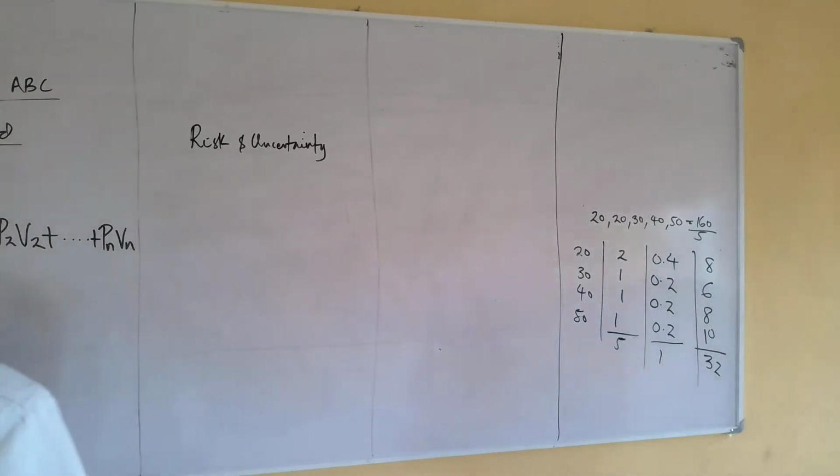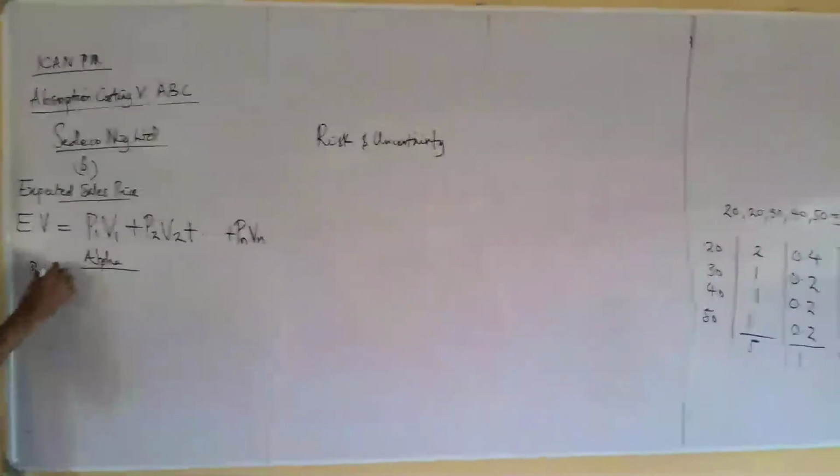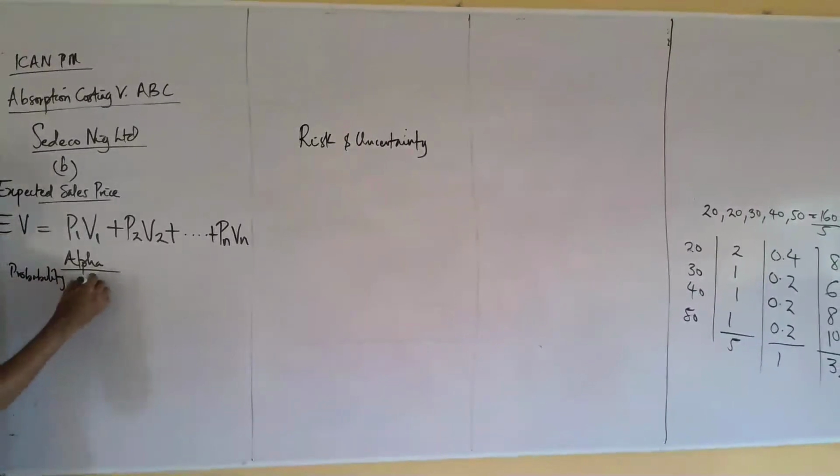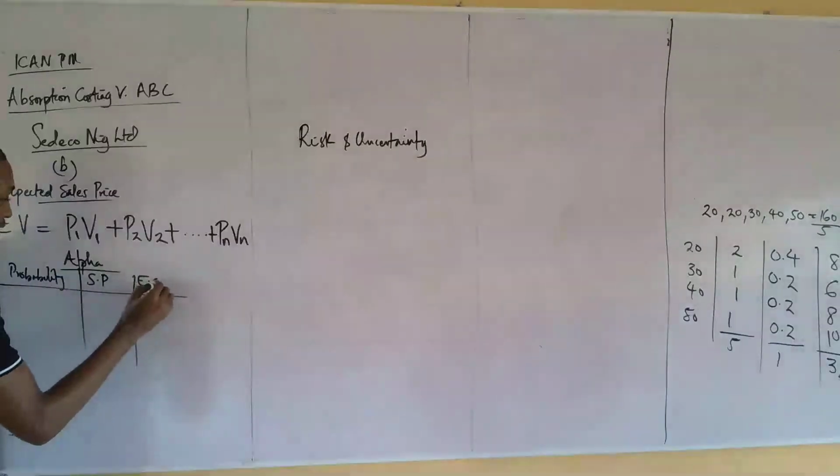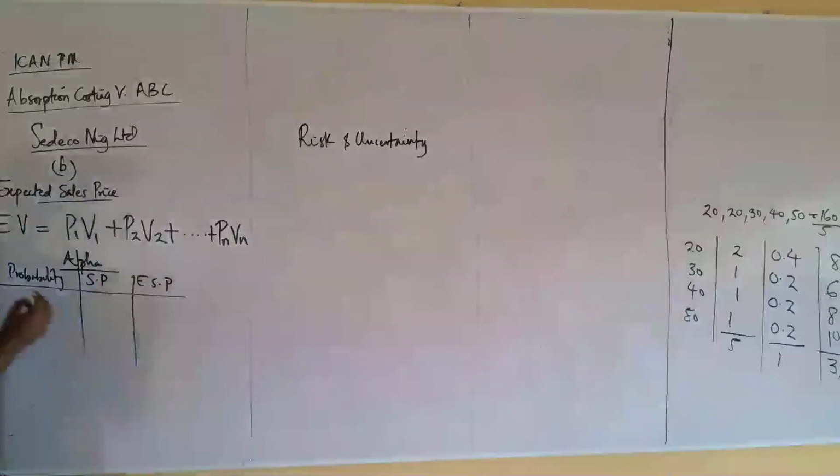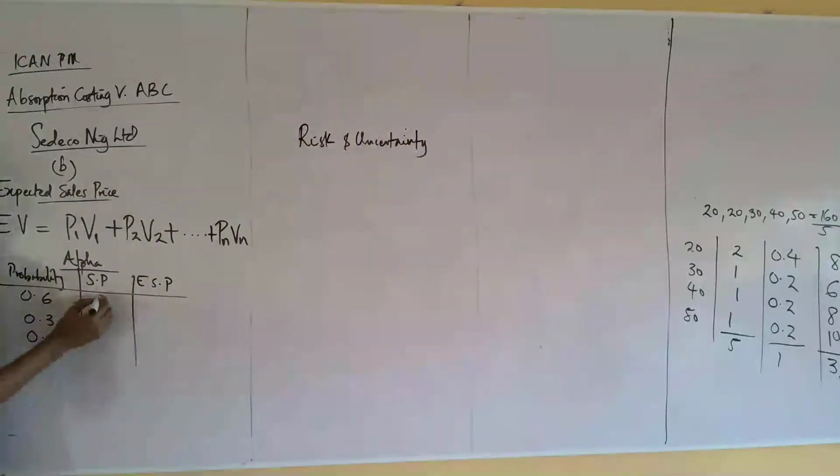For alpha, what are the probabilities? Probability, selling price, expected selling price. Yes, 0.6, 0.3, 0.1, which must always give you one. What's the selling price here? 2,000. Selling price here? 2,200. Selling price here? 2,300.